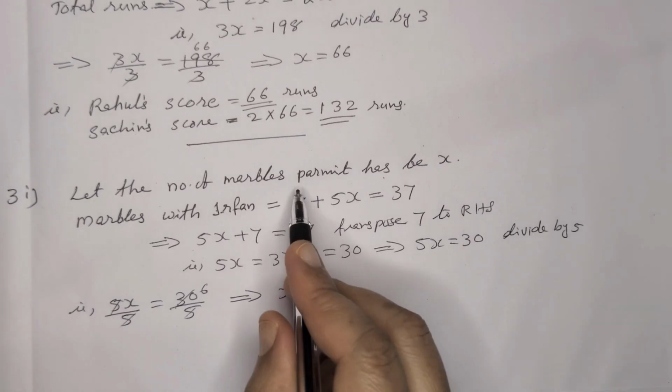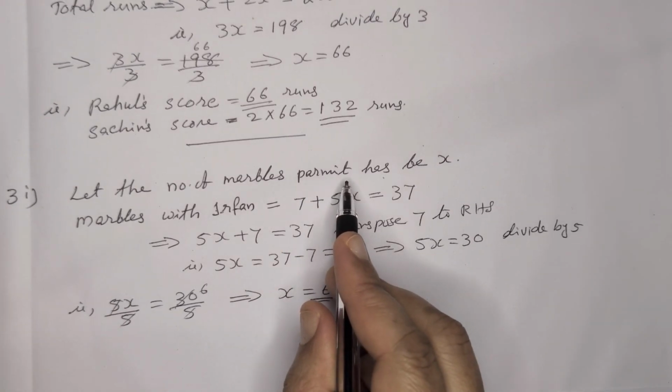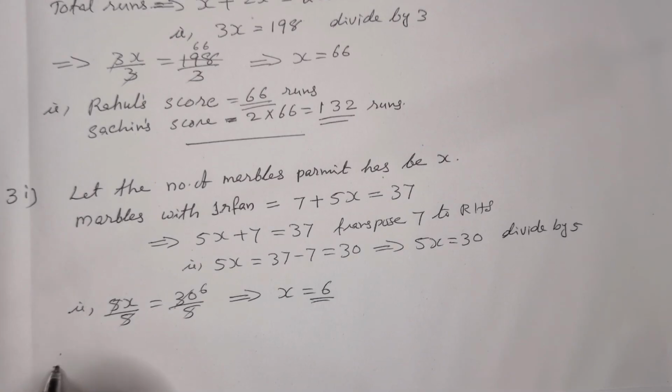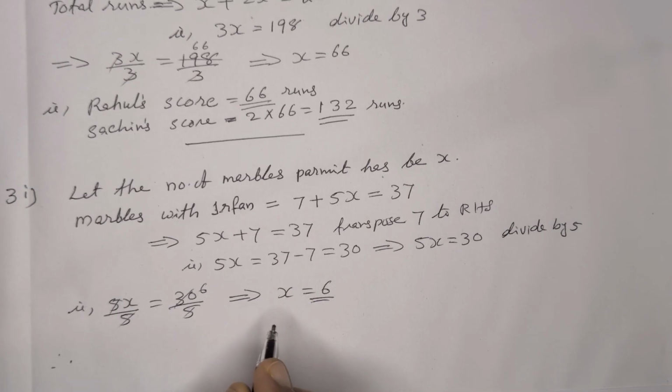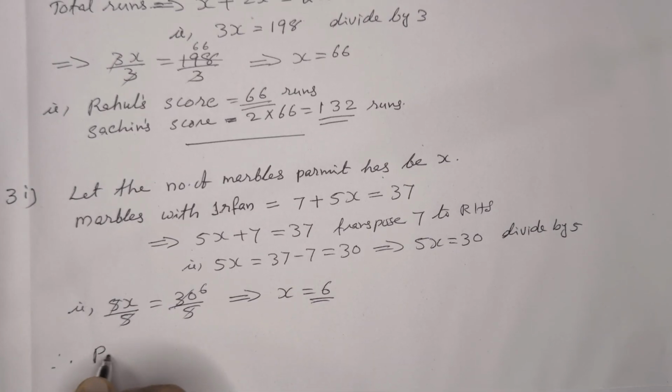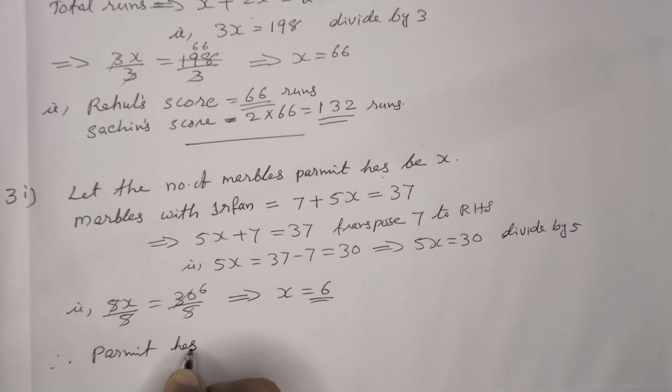So x means the number of marbles with Permit. So we have to write the answer. We can write, therefore, the number of marbles with Permit is equal to 6. Or write, Permit has 6 marbles.